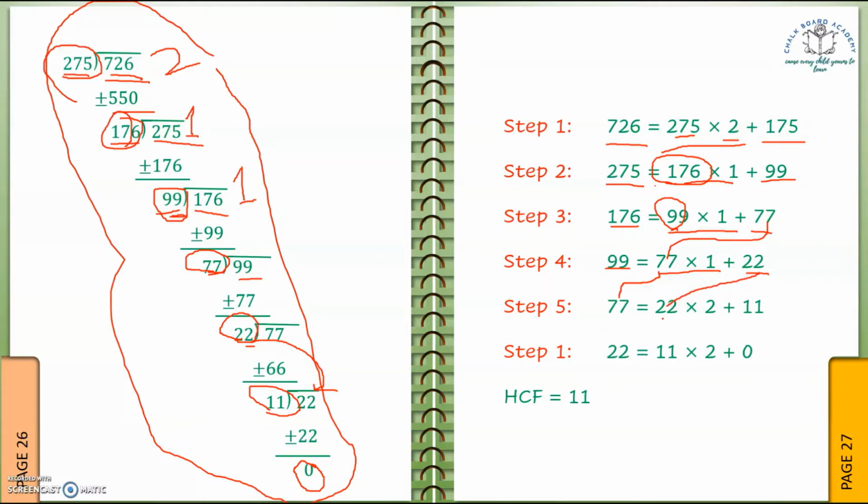Now 77 is equal to 22 into 3, that is 66, plus 11. Now 22 is the new dividend and it is divided by 11, and because 22 comes under the table of 11, here we get 0 as the remainder. Because the remainder is 0, we take this b as the HCF.